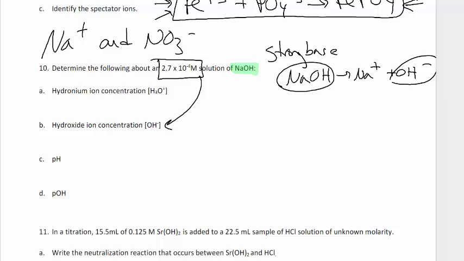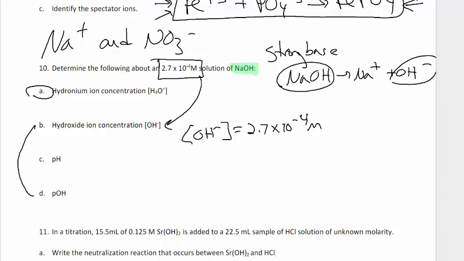If they gave us HCl, it would have matched up with the hydronium concentration because it's an acid and forms hydronium ions. So make sure you're careful of that. So the OH concentration is going to be 2.7 times 10 to the negative fourth because that's the concentration of the sodium hydroxide. The next step, you can skip around here. It would be really hard for me to go right to A from this. I went to B, and now I'm going to go to D.